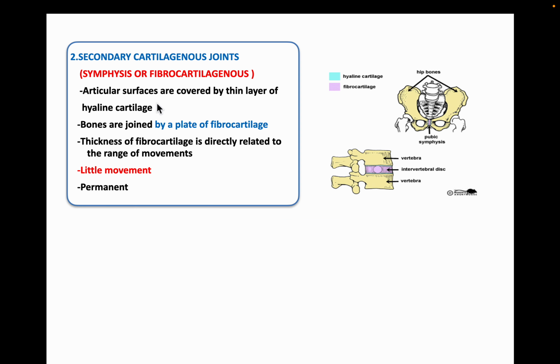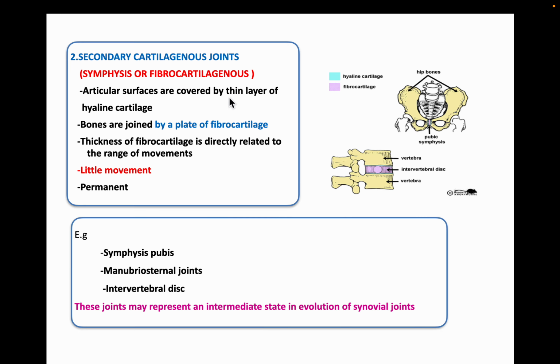Coming to the secondary cartilaginous joint, we call it as symphysis or fibrocartilaginous joints. The articular surfaces are covered by thin layer of hyaline cartilage. Then bones are joined by plate of fibrocartilage. Thickness of fibrocartilage is directly related to the range of movement. So little movement is happening at these joints, and these joints are permanent joints.